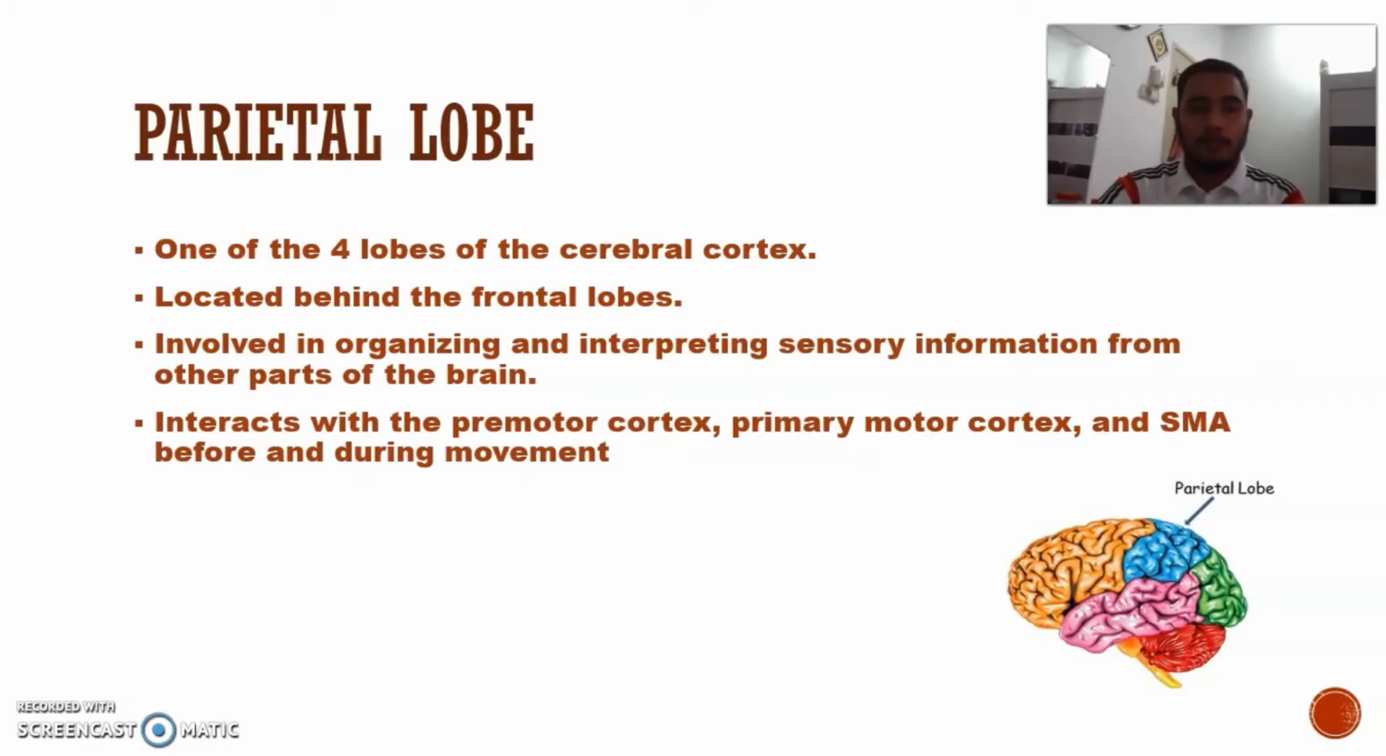So we go to the parietal lobe. The parietal lobe is one of the four lobes of the cerebral cortex. It is located behind the frontal lobes. It is also involved in organizing and interpreting sensory information from other parts of the brain. It also interacts with the premotor cortex, primary motor cortex, and SMA before and during movement.